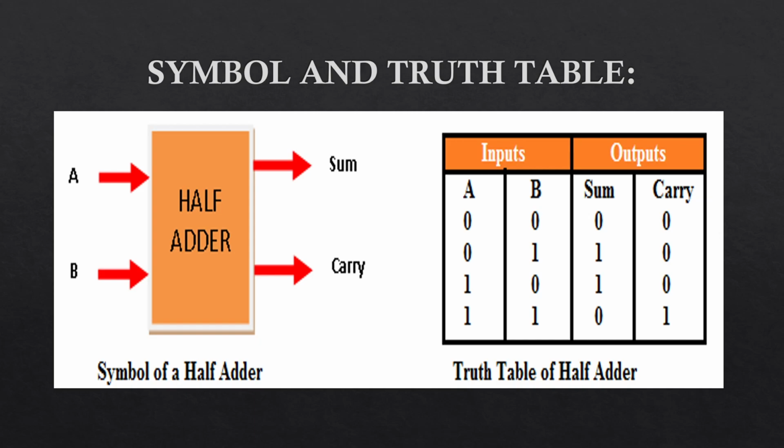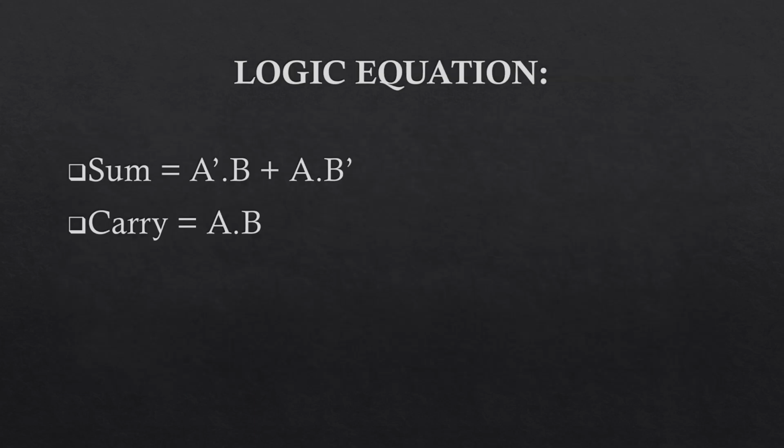So when both our inputs are 0, our sum and carry are 0. When one of the inputs is 1, our sum is 1, and when both the inputs are 1, our sum is 0 and our carry is 1. So the logic equation for the sum output is A' dot B plus A dot B', and the logic equation for the carry output is A dot B. So now let's take a look at the modeling styles.